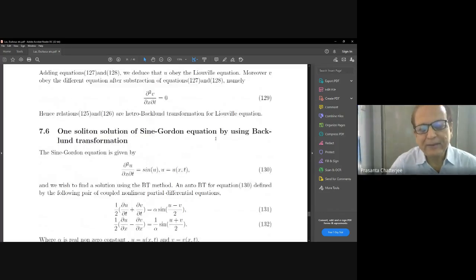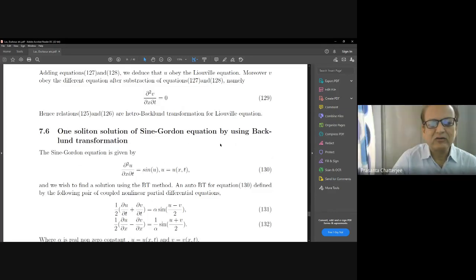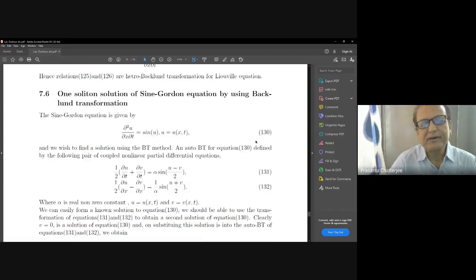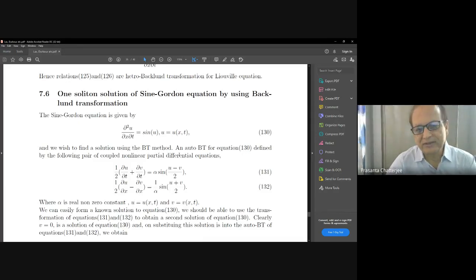Now the important thing I am going to teach you is how to find a soliton solution by using the Backlund transformation. Suppose 1.30 is the sine-Gordon equation, and we have to find a solution using the Backlund transformation. It is seen that the auto Backlund transformation for equation 1.30 is defined by the following pair of coupled nonlinear partial differential equations 1.31 and 1.32.